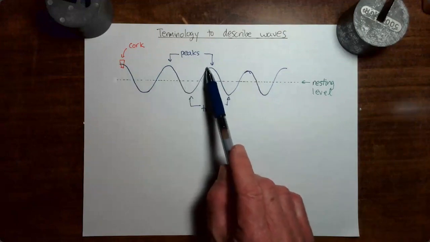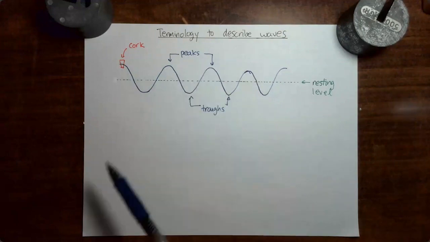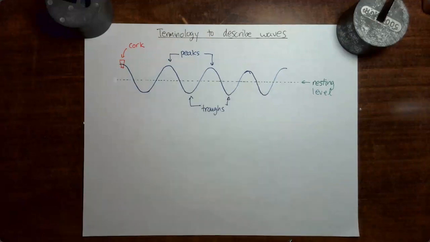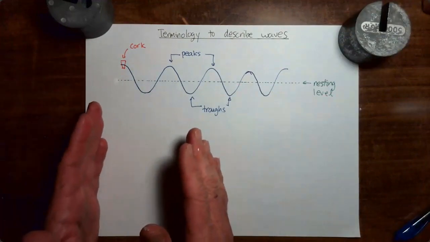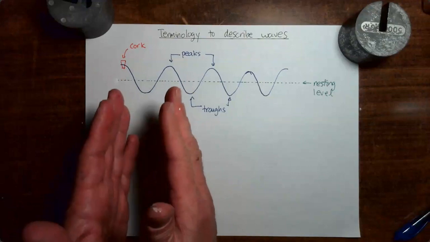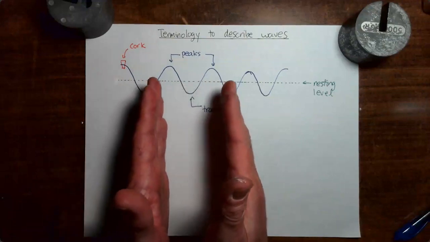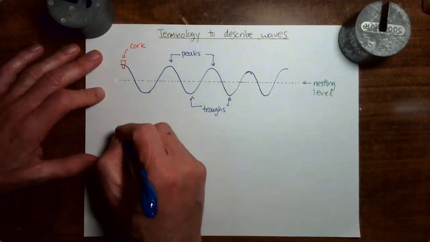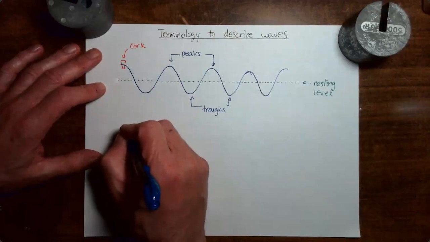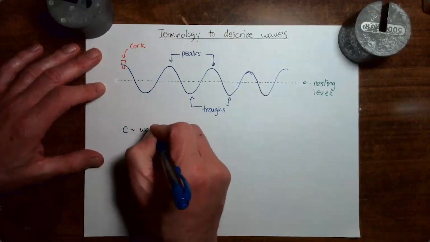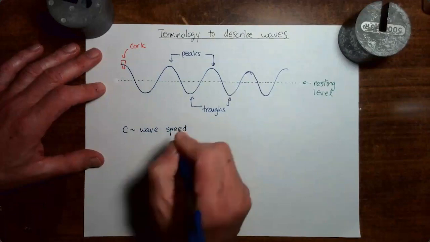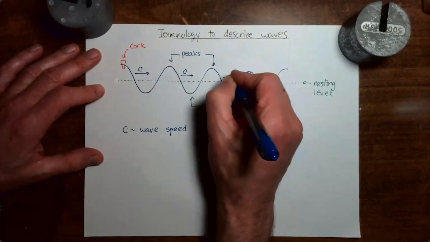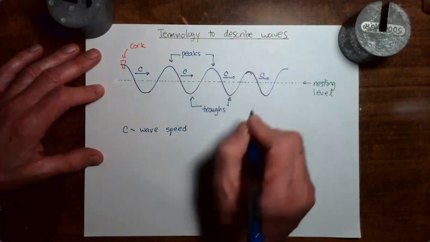The highest points on the wave pattern are called the peaks of the wave, and the lowest points on the wave pattern are called the troughs. In this figure, you should imagine that the entire pattern of peaks and troughs is propagating away from the position of the cork at a constant speed. When we talk about wave motion, we generally use the letter c to indicate the wave speed. So you can think of every one of these bumps as moving along the water surface at a speed c.